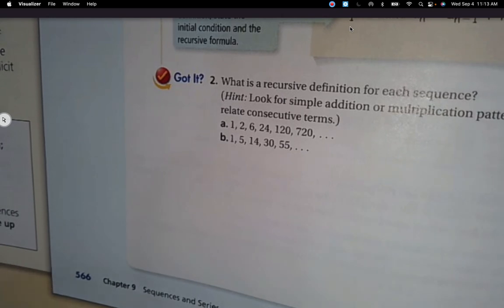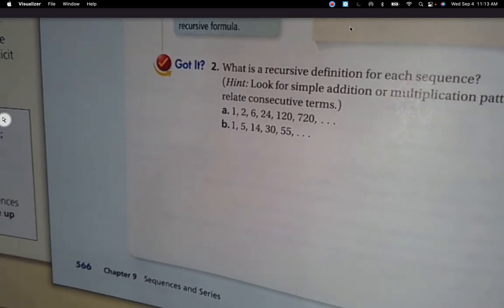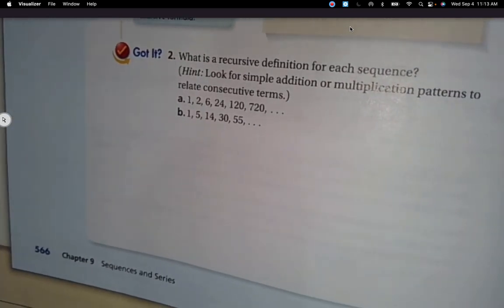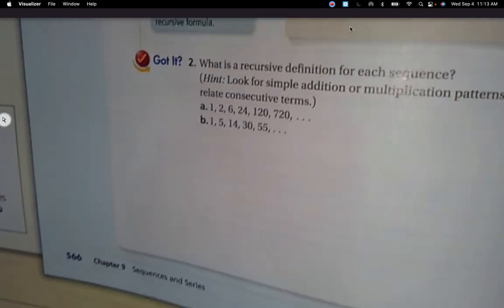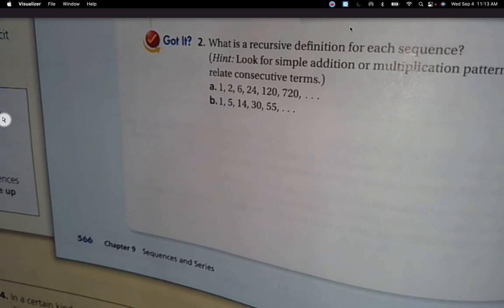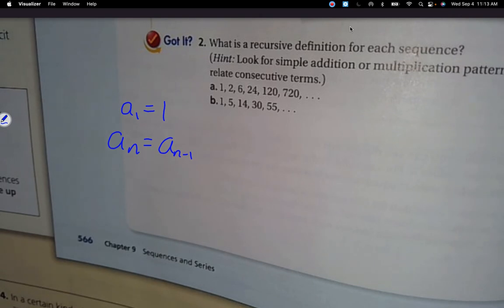It says write a recursive definition. It's basically your formula. Look at patterns. So let's just do A. Can y'all see A? The first thing I have to do is write my first term. We're going to look at letter A right now. So my first term is 1. Now, my formula, every time, I'm going to start with my previous term.